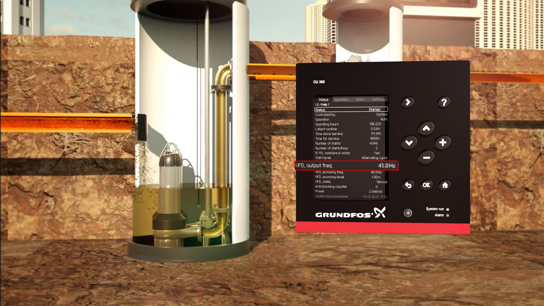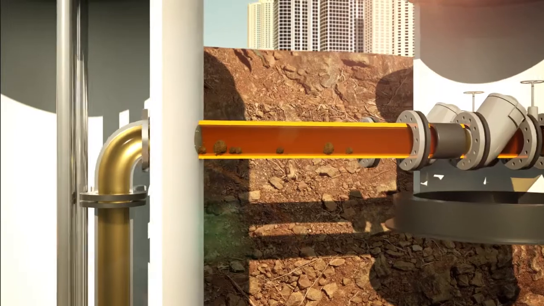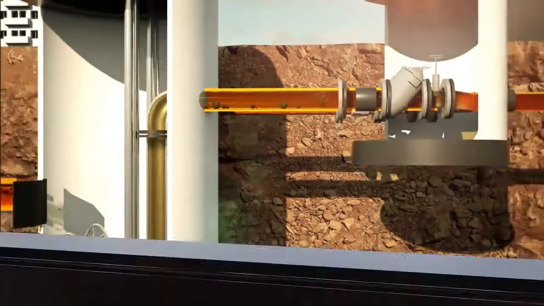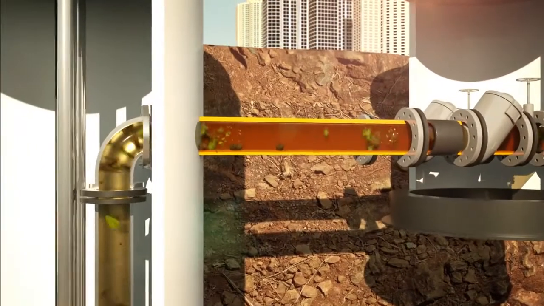To avoid sedimentation in the discharge pipe due to too low flow, and thus velocity, the controller along with the VFD enables intervals of flushing of the pipework by running the pump at full speed and maximum flow, so no solids can settle within the discharge pipe.